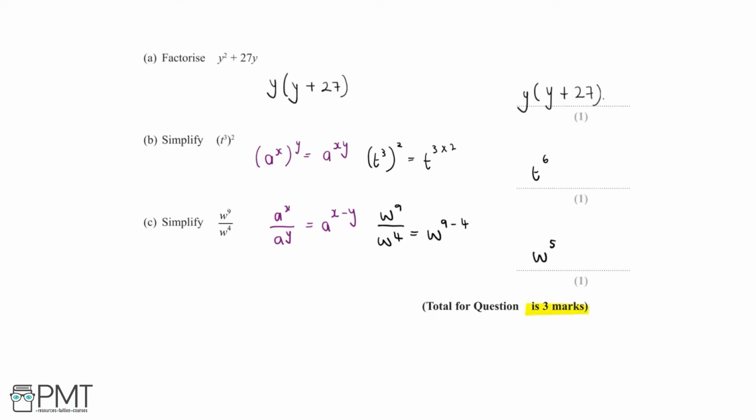Now this question is worth 3 marks, and Part A, Part B and Part C are all worth 1 mark each. And to get the full 3 marks for this question, we'll need to get each part, A, B and C, fully correct. Now we've gotten all parts correct, and so we can say that we've achieved the full 3 marks needed for this question.